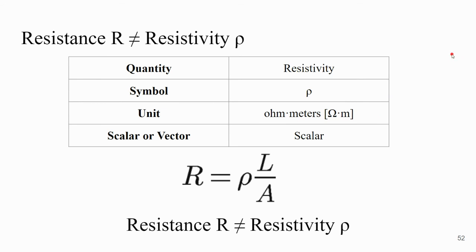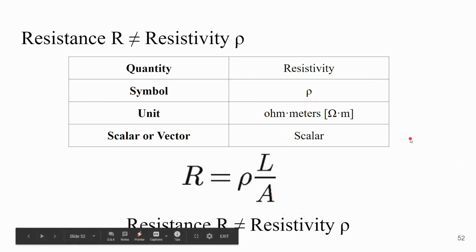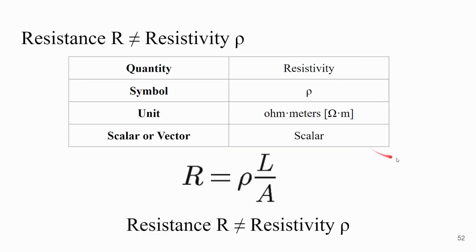So key idea on this slide, resistance R is not the same as resistivity rho. Resistivity is the quantity. It has a symbol of rho. It has units of ohm meters, and it's a scalar. So I know the words resistance and resistivity sound similar, but they're not the same thing. They're related by this formula, but they're not the same thing.